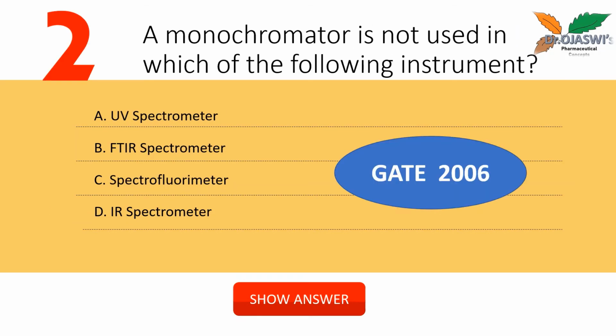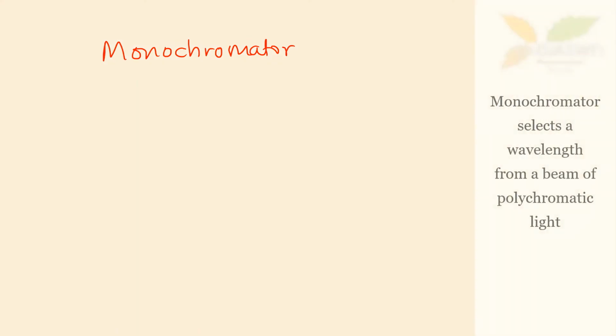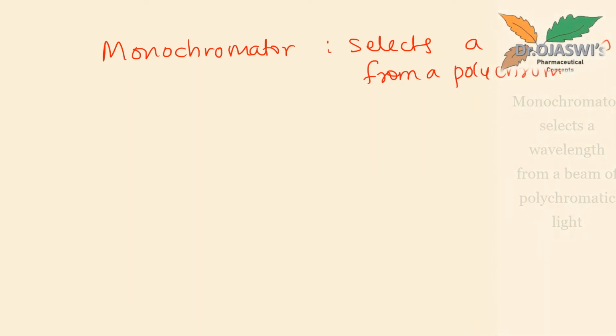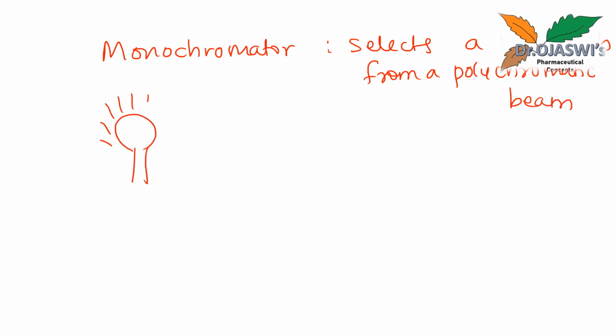Our next question is: a monochromator is not used in which of the following instruments? What do we mean by monochromator first? Monochromator is the part of the instrument which selects a single wavelength from a polychromatic beam. Polychromatic beam means inside the instrument we have a source of light, and from this bulb we are getting all types of radiations.